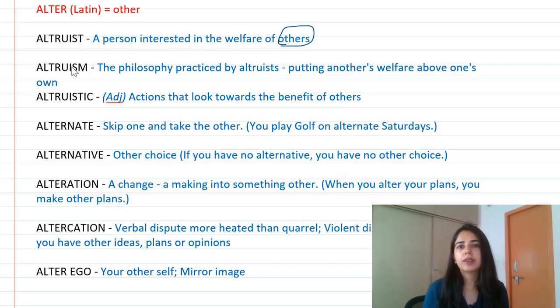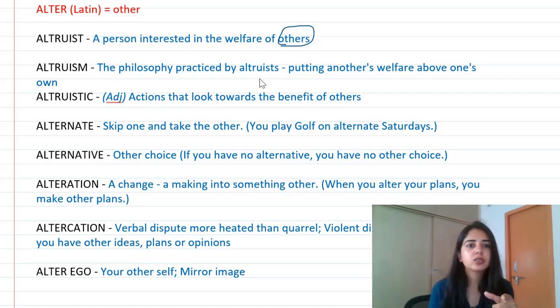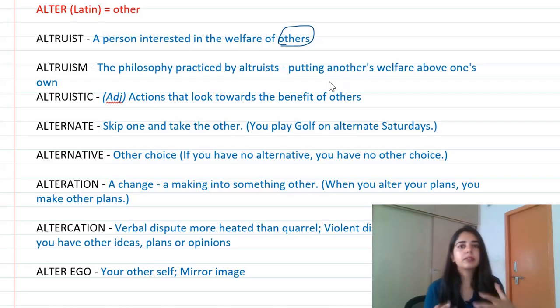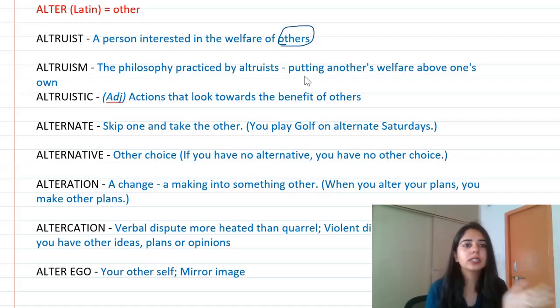So if I help someone and I feel happy, if my source of happiness is helping others, being kind to others, then I am an altruist. Now for example, egoist, egoism. Similarly, altruist, altruism. The philosophy practiced by altruists, putting another's welfare above one's own. Okay, so I am putting myself over others, then that is egoism. But if I am putting others' welfare over mine, then I am altruist and I am following altruism.